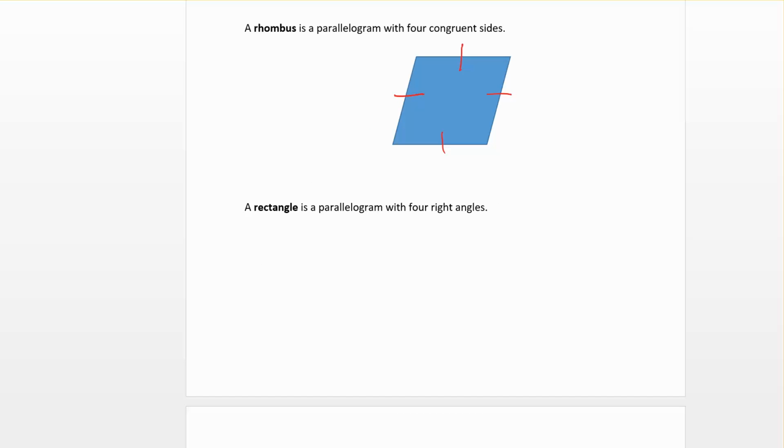The next definition is a rectangle. A rectangle is a parallelogram with four right angles. And a picture of that would be this figure, a parallelogram with four right angles. Now we say nothing about the sides, we talked about the angles. So a rhombus has four equal sides, a rectangle has four right angles. So what do you suppose we call a figure that has both four right angles and four congruent sides?